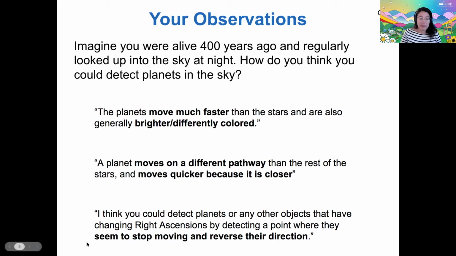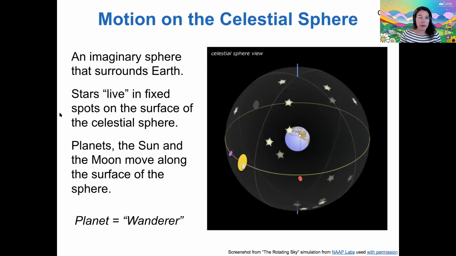And then also insightful, sometimes planets, unlike stars, seem to stop moving and reverse their direction. So that's what we're calling retrograde motion. And this is a great segue tying what we looked at last time in Stellarium to the topics of today. So thanks for these great observations. I want to talk about this different pathway a little bit more.